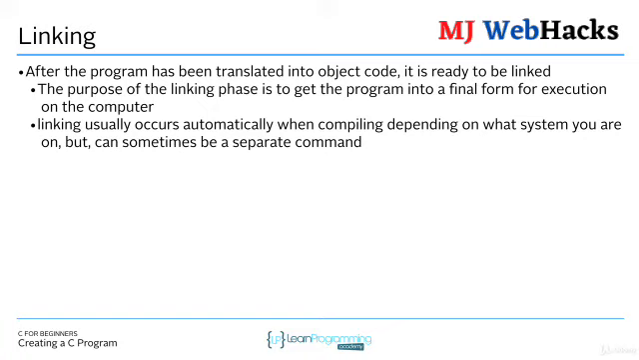So after the program has been translated into this .o code, this object code, it is then ready to be linked. The reason we link is if we're using external libraries, we have to grab all those other libraries and put them into one program. So linking is just getting all of the dependencies in place and building an actual executable file. The .o file is the object file. You then link all the .o's into one executable.